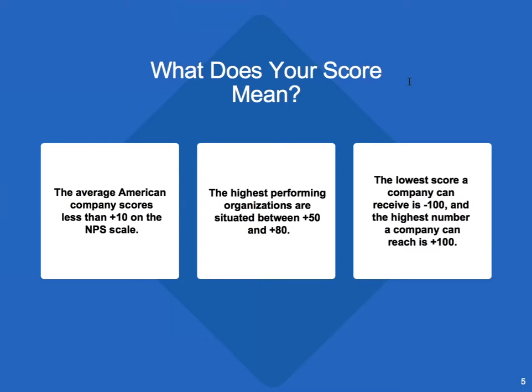Now, any number above 0 means that you have more promoters than detractors. Now, most companies seek to have a number above +50, of course, which is considered a high score. Now, the lowest score a company can receive is -100, and that means every person that filled out the survey were all detractors. And the highest number a company can reach is +100, and that means every person that filled out the survey was promoters.